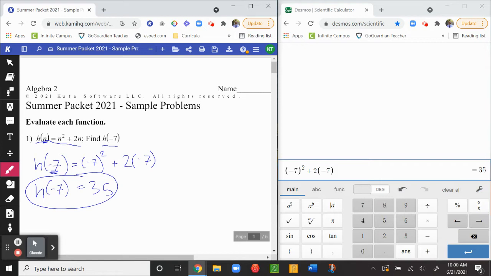So, pause the video, re-watch it if you want. Try your problems that ask you to evaluate each function. Once you feel good about the evaluating function problems, you can unpause the video and we'll take a look at the next type.